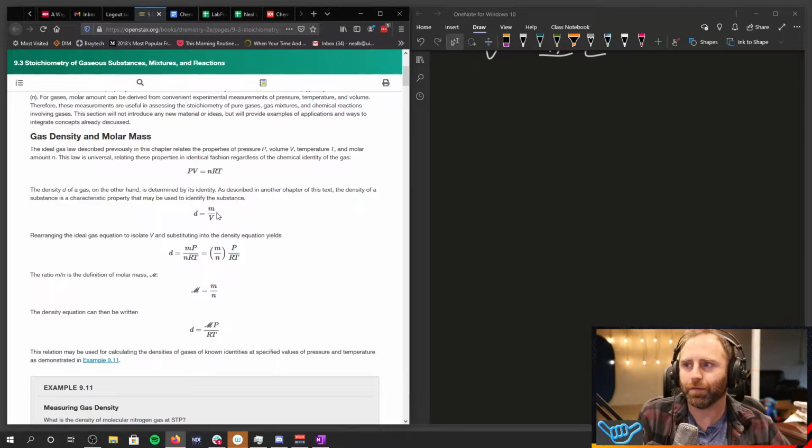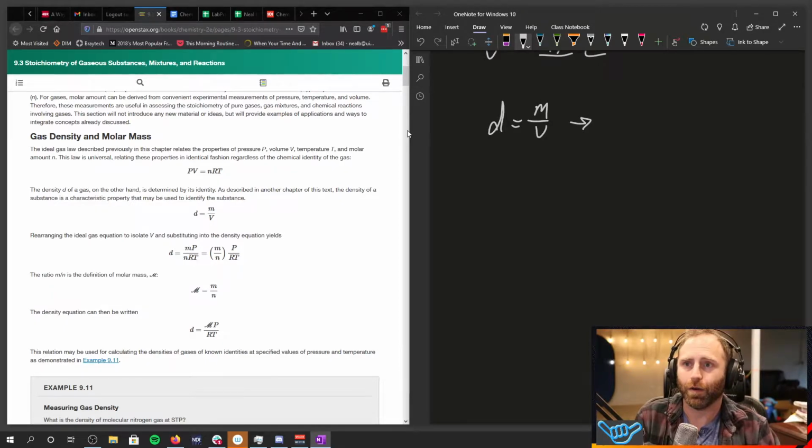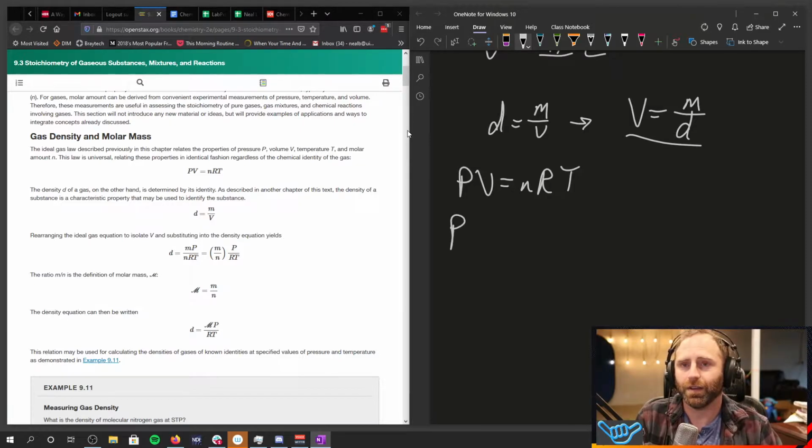If you have mass over volume as this relationship here, you can substitute and rearrange V. I'm just going to show you. So you could do this whole D equals M over V thing, and you could convert that over to volume equals mass over density. And so then if you go into PV equals nRT, you can substitute this in. So you've got P times M over D, being your density, equals nRT.